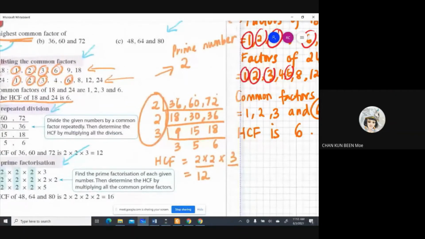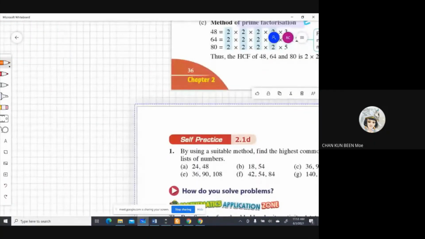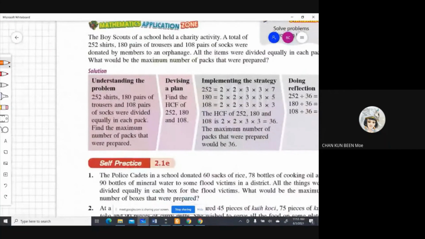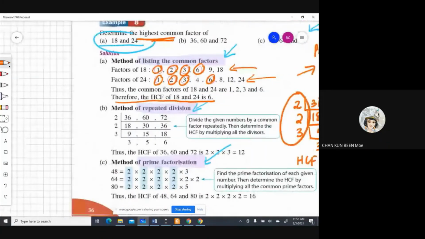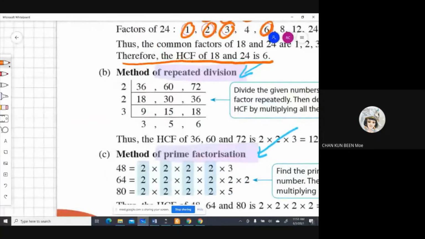Oh, sorry, I moved the picture already. Okay, hold on. Okay, go back. This one is problem solving. This one here, methods of repeated division. You can see, thus the HCF of 36, 60, and 72 is 2 times 2 times 3 equal to 12.